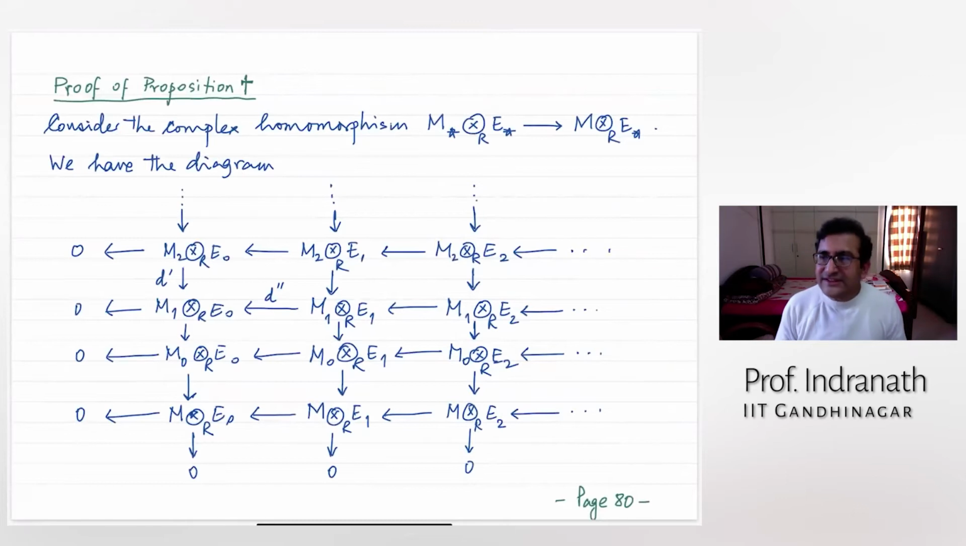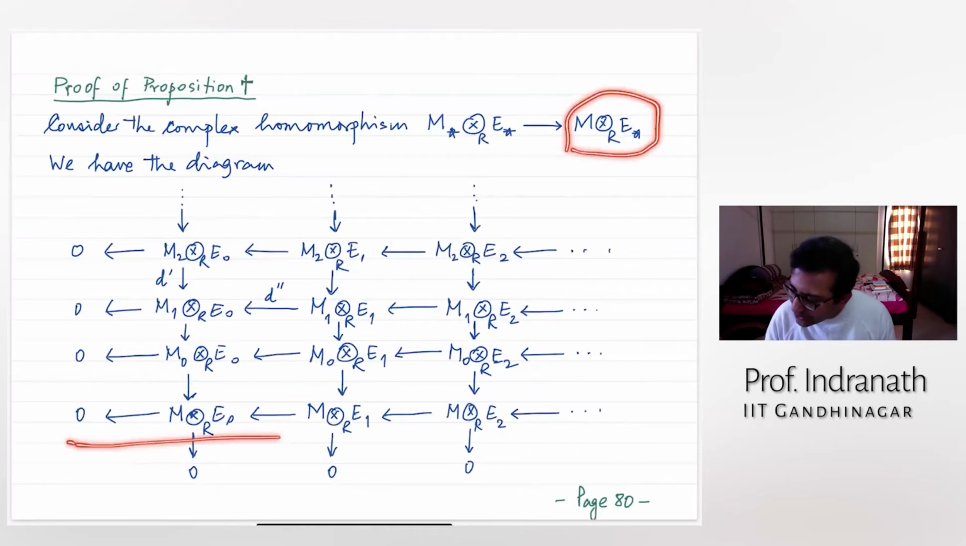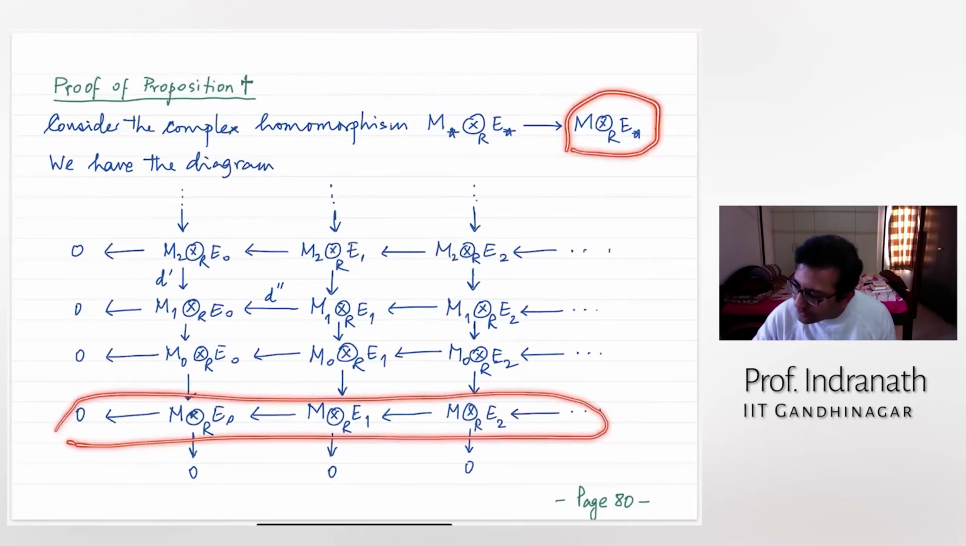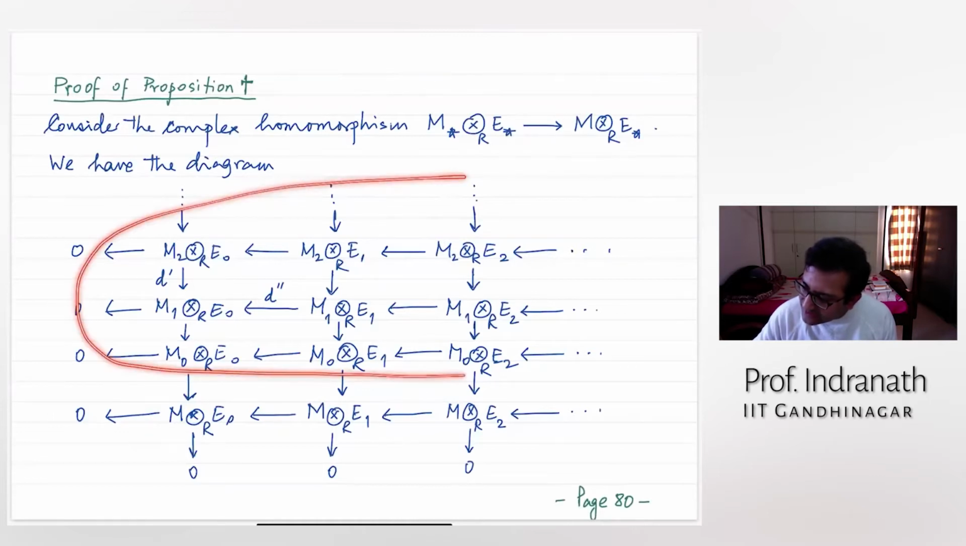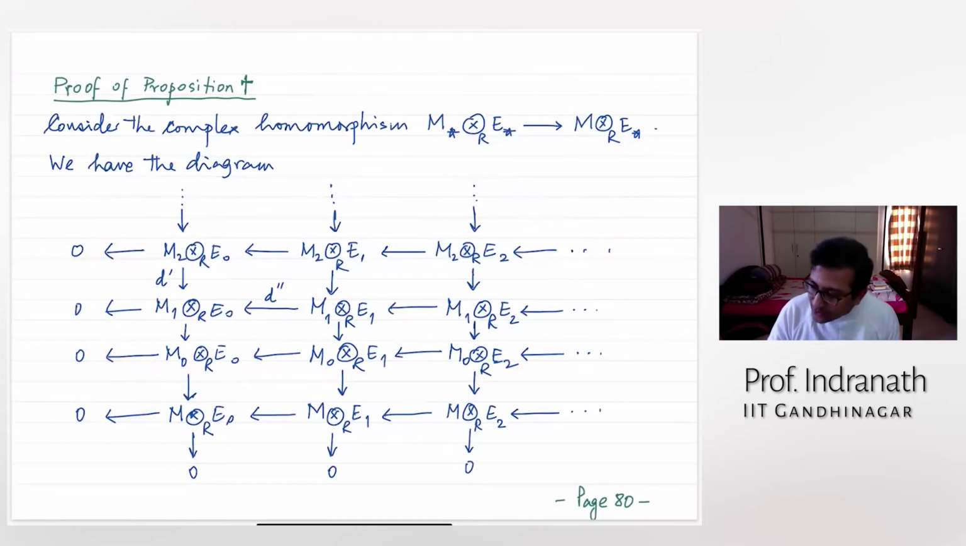So the proof is a very serious diagram chasing, okay, and rather tedious. So you have the complex homomorphism from here to here. You understand this is sort of the double complex, okay, and then here you have the bottom row. This is the bottom row, this one, what you see out here. And then here you have the double complex, which is this. Okay, now you have the maps.